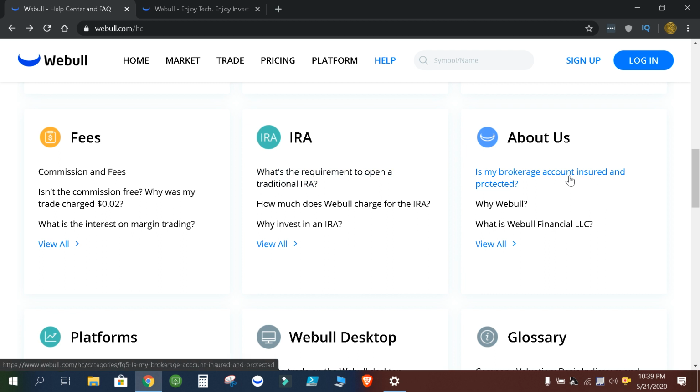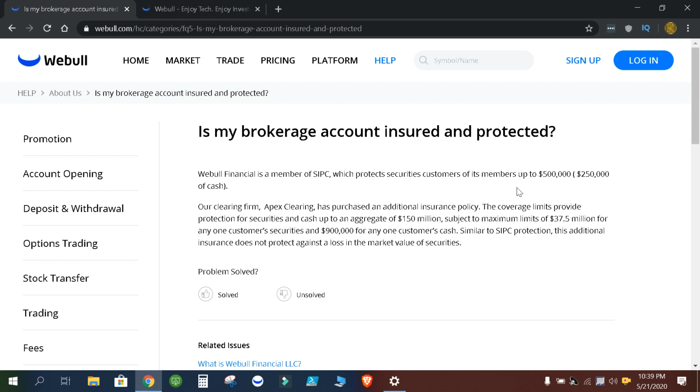All right, insured and protected. This is one of those things where no brokerage account is actually insured per se, right? So it does say that it protects securities customers up to $500,000, $250,000 of cash, but that doesn't have to do with trading and making losses. This just has to do with if the company itself goes bankrupt.